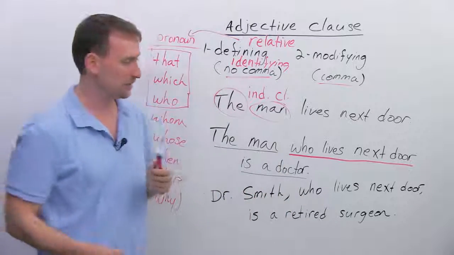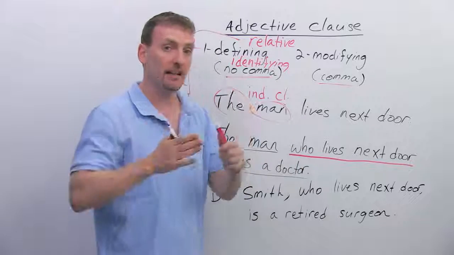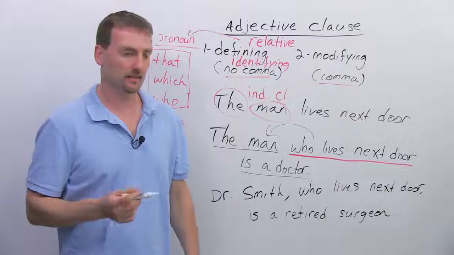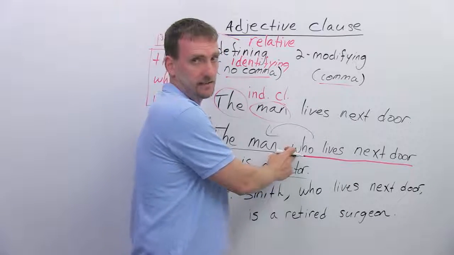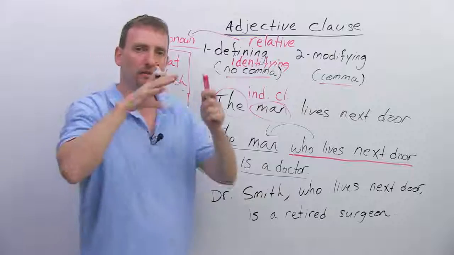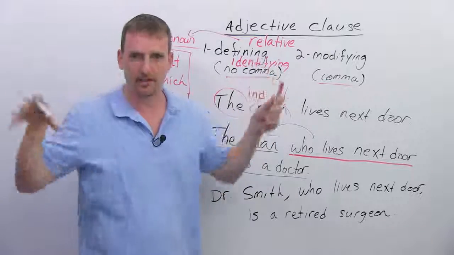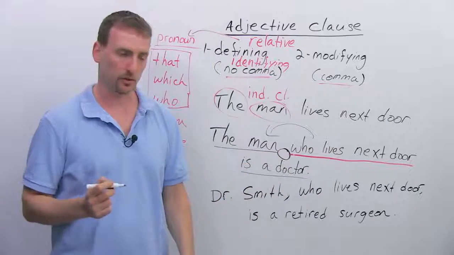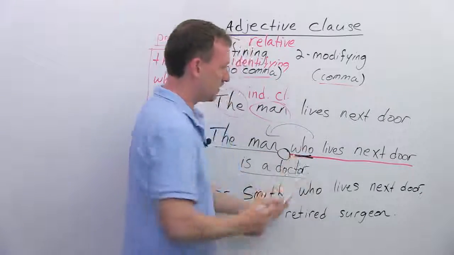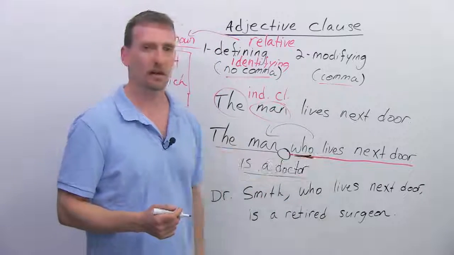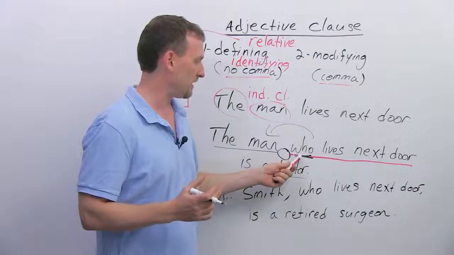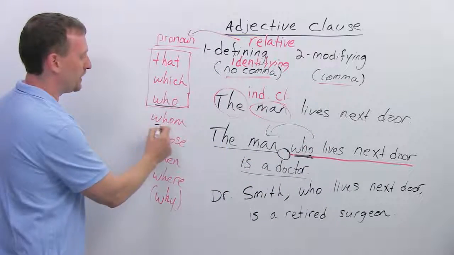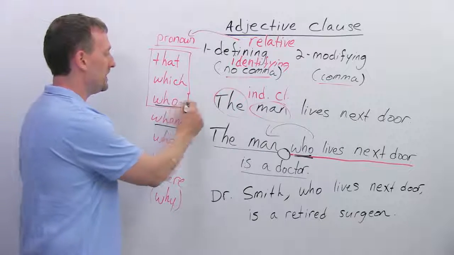The man is a doctor, but now I have my identifying adjective clause telling me who the man is. Now, because I need this clause to identify, to define this man amongst all the possible men, there's no comma here, if you'll notice. And who is also the subject of the clause. Subject, who, lives, verb. Now, before I continue, what's the difference between who and whom? Who can be a subject.